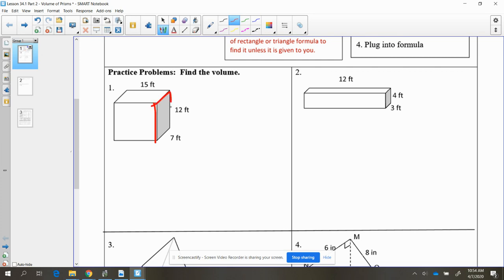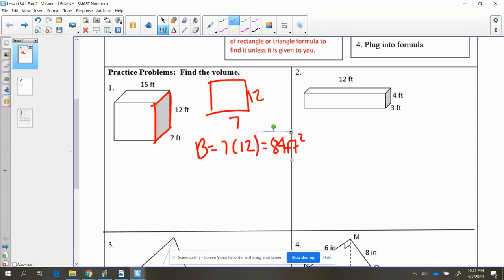So for instance, we can identify this rectangle right here as our base. And notice we have 7 and 12 are the side lengths of that. So the area, base times height or length times width, however you see it, is just going to be 7 times 12, which is a total of 84 square feet.